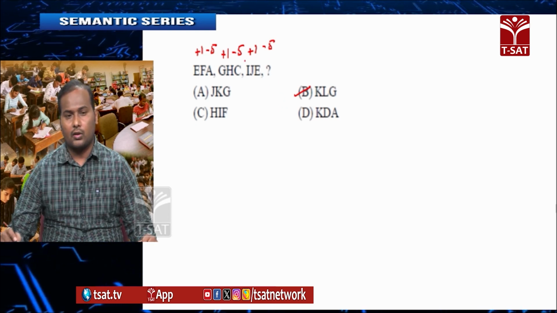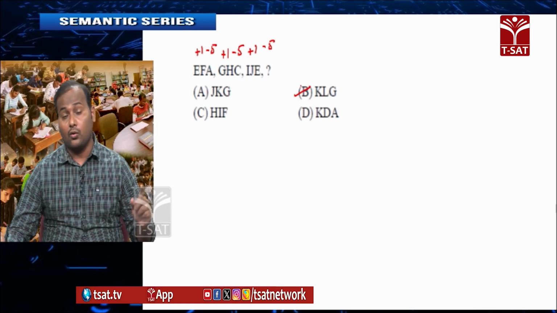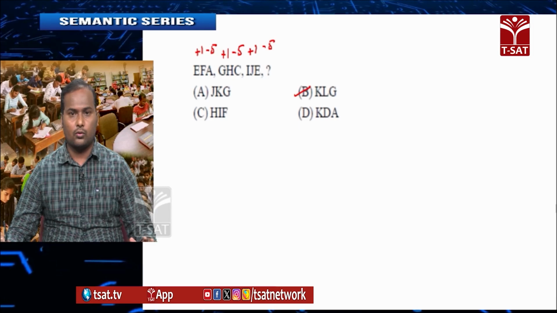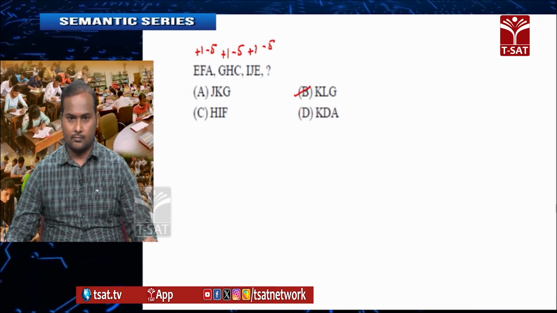But if you get more than one answer following +1 and -5, then you need to check the previous series that we did. So students, no need for confusion. Even though there are two possibilities, only one answer is correct.